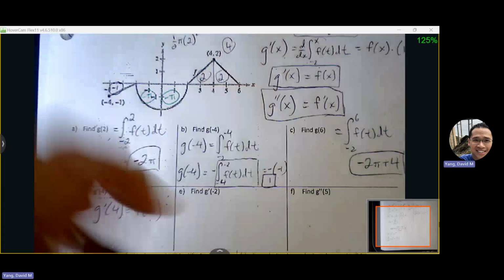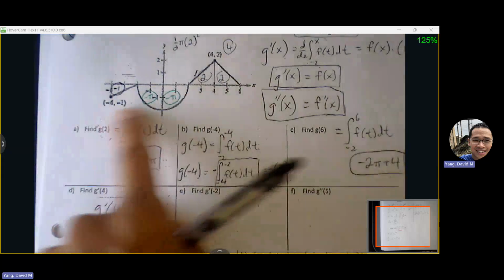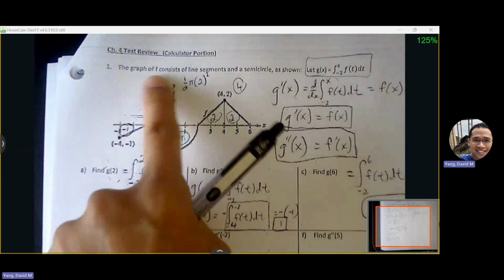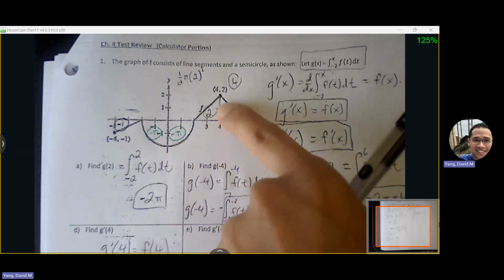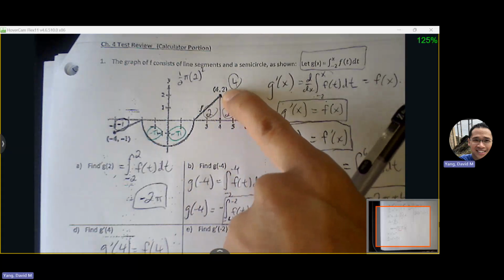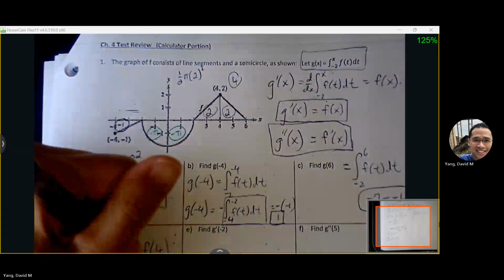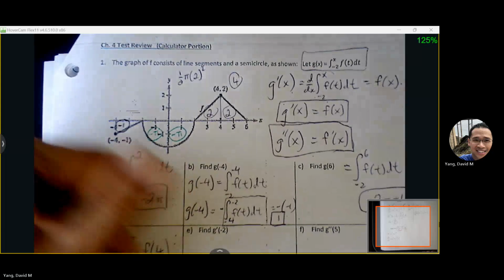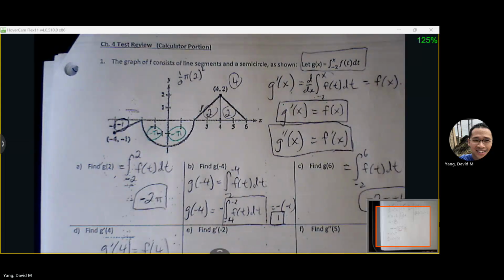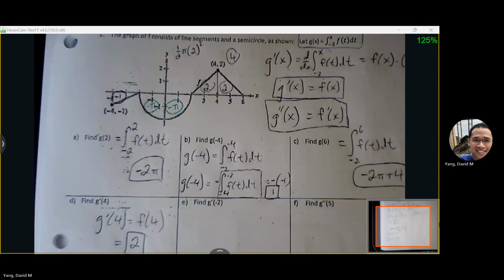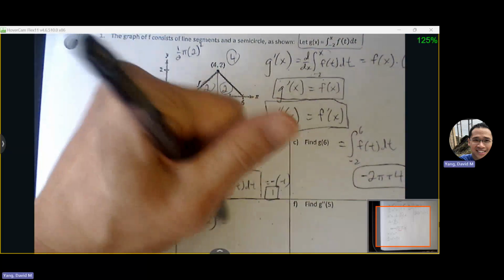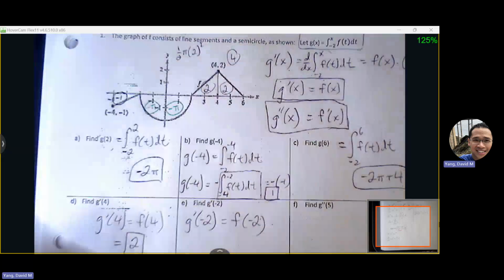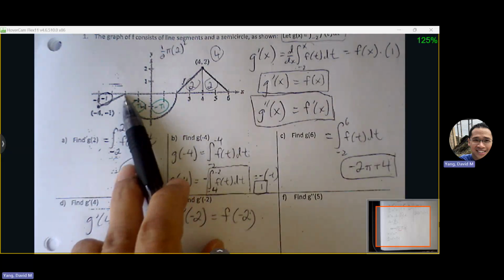And now we're simply looking just for the ordered pair, right? This is the f graph that we see in front of us. This is the graph of f. So f of 4 is just the y value that we see on the graph, 2. G prime of -2 is f of -2, and f of -2 is just 0.